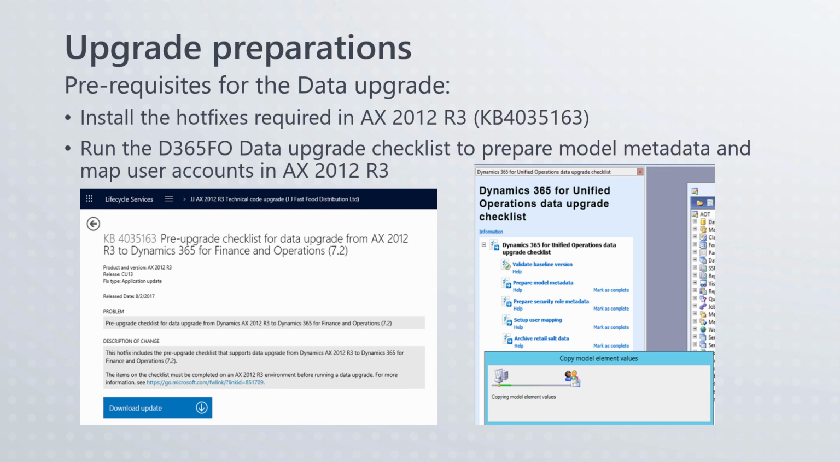So the prerequisites for doing the data upgrade, like I said: first you need to install a hotfix. This is KB 403-5163 in my R3 environment. It could be different if you're running a different version. And we have to open the data upgrade checklist, which is preparing the model metadata, mapping user accounts, saving your retail sort data, and a couple of other steps, which is a prerequisite to have your database ready for moving to the cloud. Obviously, you should only do this conversion and data preparation in a non-production environment.